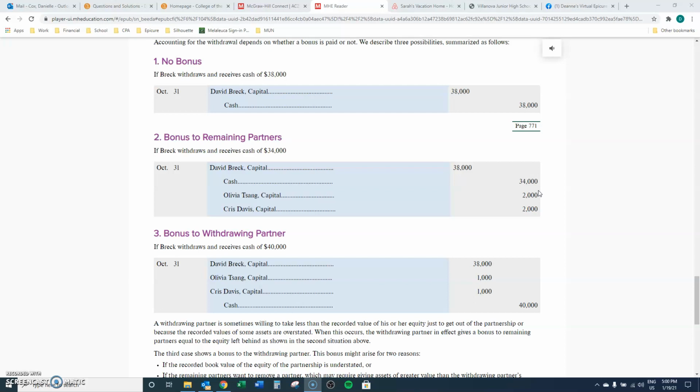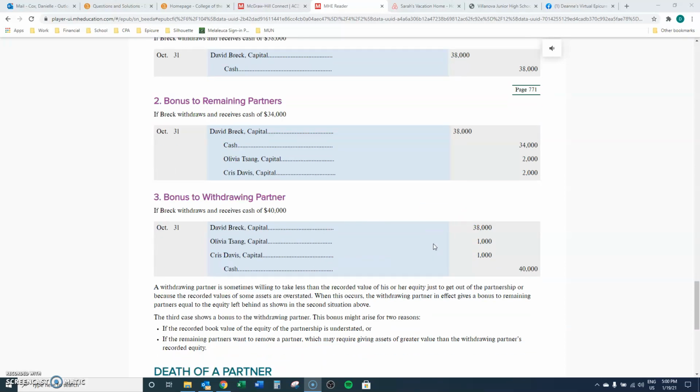That might happen. The person that's leaving might be willing to take less. Maybe they know that some of the assets are overstated. For whatever reason, they're willing to take less than what's in their capital account.